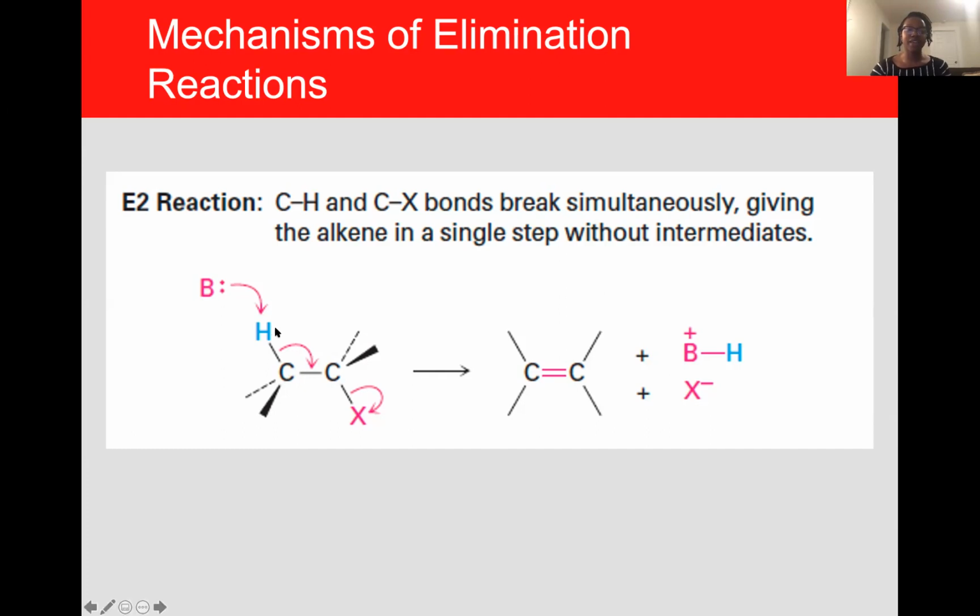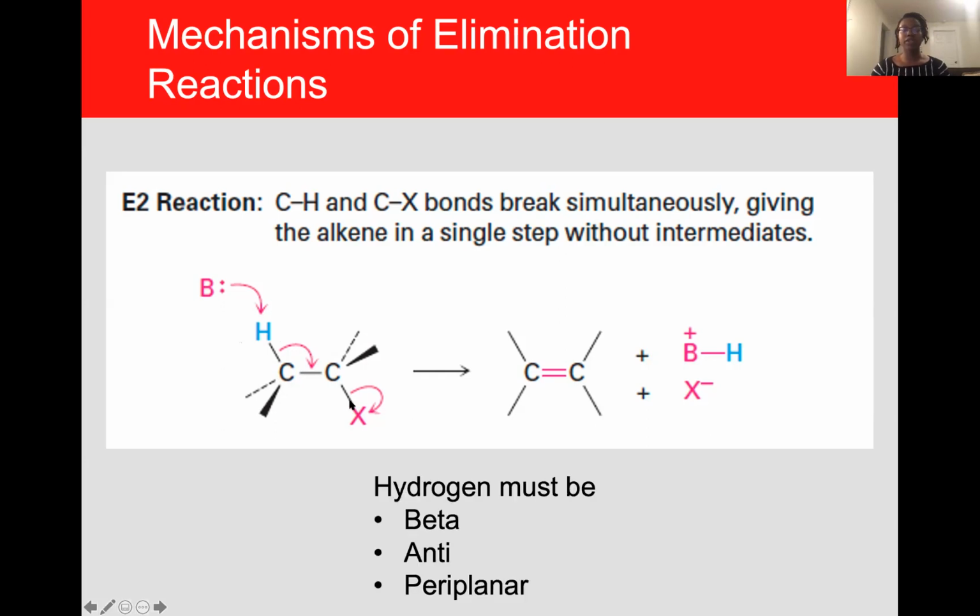Additionally, the hydrogen that is deprotonated is opposite. So we notice this hydrogen is facing up while the leaving group is facing down. So the hydrogen must be anti, or in the opposite direction of your leaving group. And lastly, that hydrogen must be in the same plane. So what we're looking for is hydrogens that are beta, anti, and periplanar.